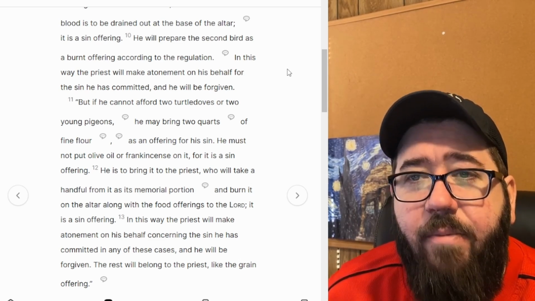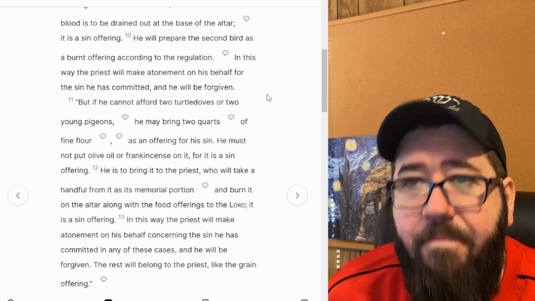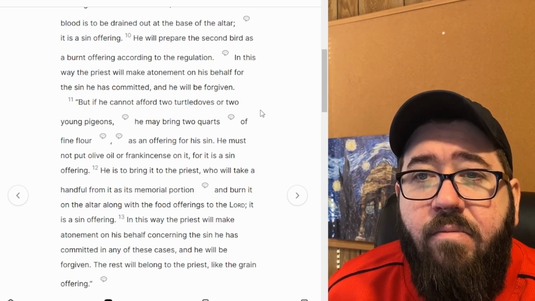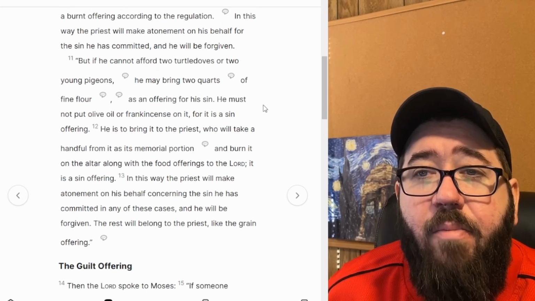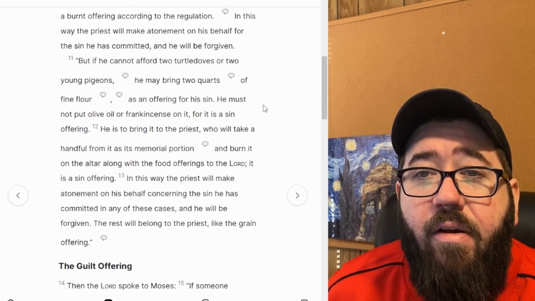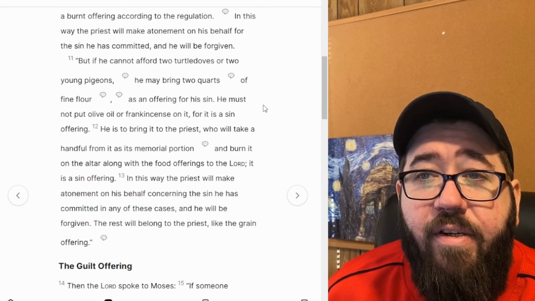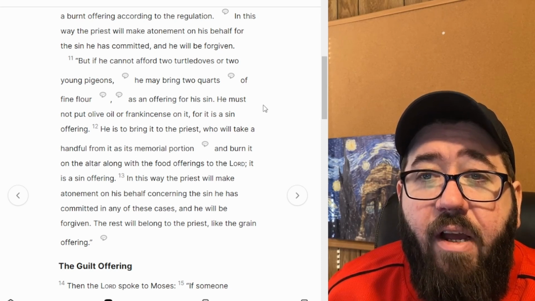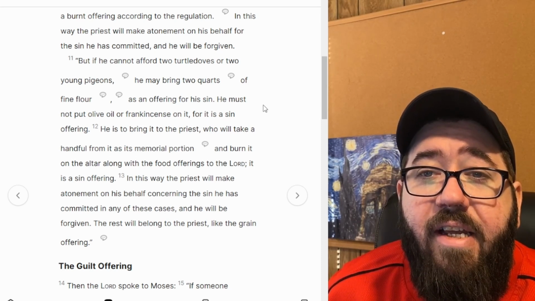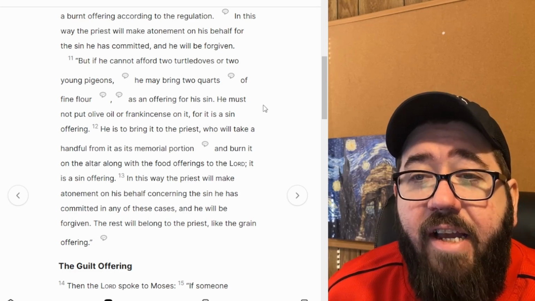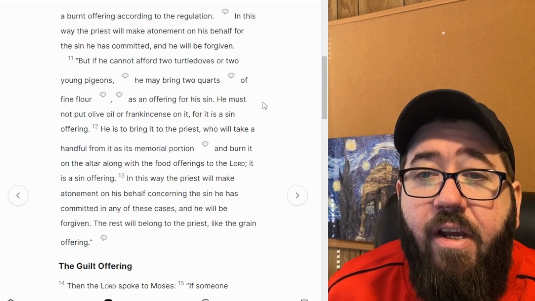So again, if he's unable to afford that, there's another option. He is to bring it to the priest, who will take a handful from it as a memorial portion and burn it on the altar along with the food offering to the Lord. It is a sin offering. In this way, the priest will make atonement on his behalf concerning the sin he has committed. In any of these cases, he will be forgiven. The rest will belong to the priest like the grain offering.